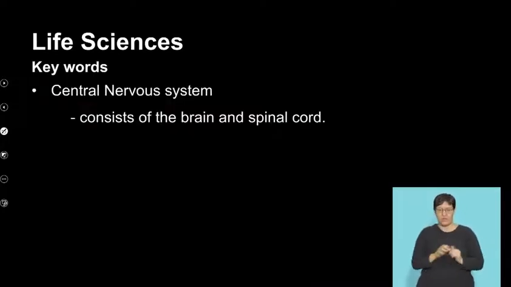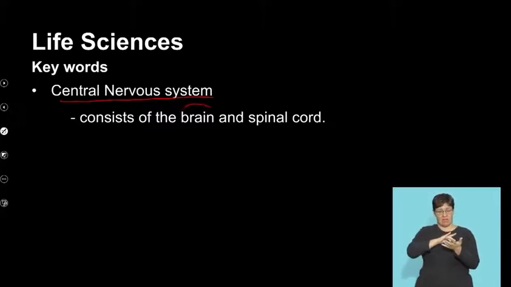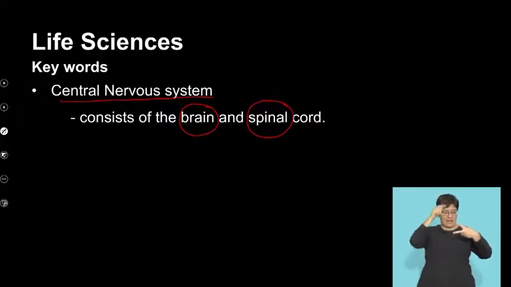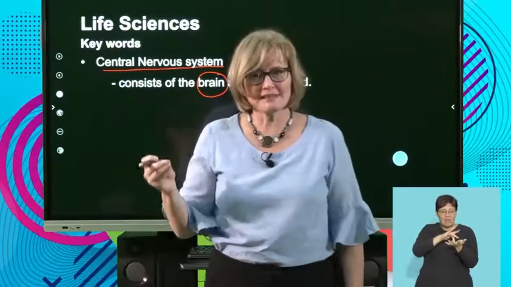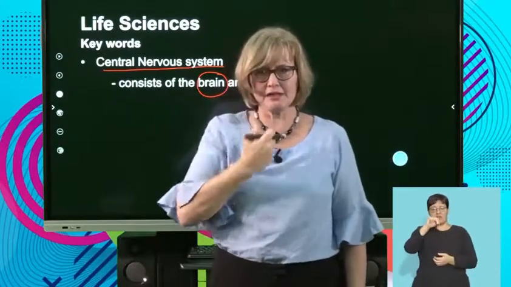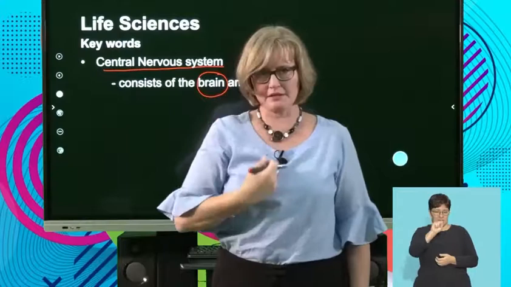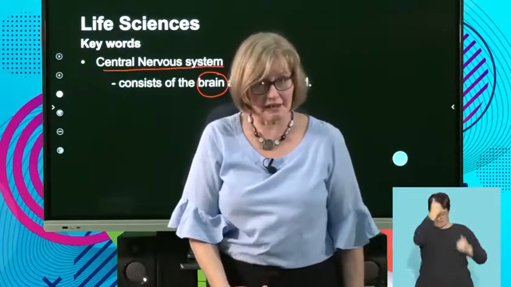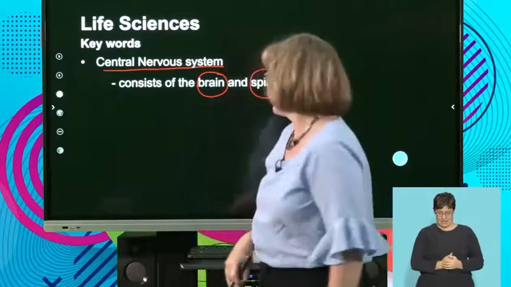Now our key words here is central nervous system, and that consists of the brain and the spinal cord, right? So it's easy to remember. It's only two parts that form part of the central nervous system. And I always tell the children, it's central nervous system. It's in the center of your body, brain and spinal cord, right? In the center, Mr. Fenter. Just remember it like that, central.